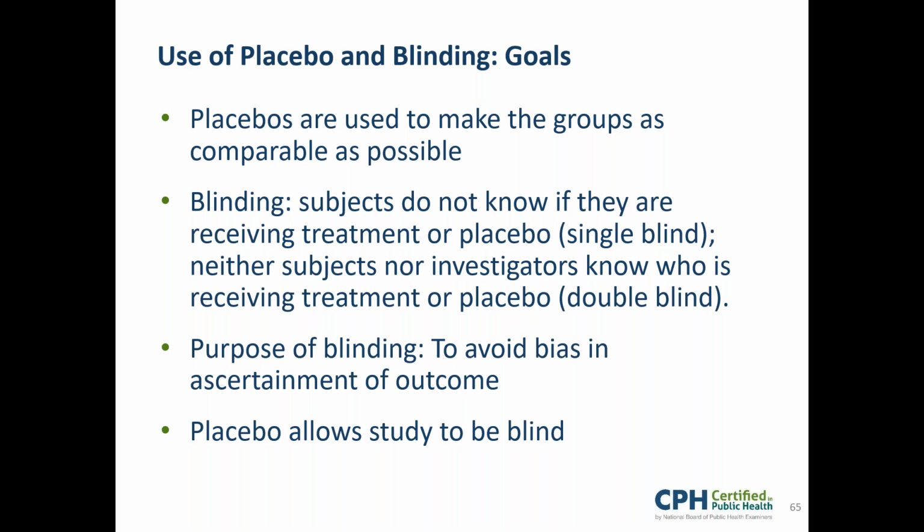And the purpose of blinding is to avoid bias in ascertaining the outcome. So it's best if the investigators, wherever possible, don't know what group the participants are in, so they aren't more avidly looking for side effects or more avidly looking to ascertain the outcome. They're looking at all of the participants with the same mindset. So the placebo allows the study to be blinded so that the investigators and patients don't know which arm they're in. Next slide.